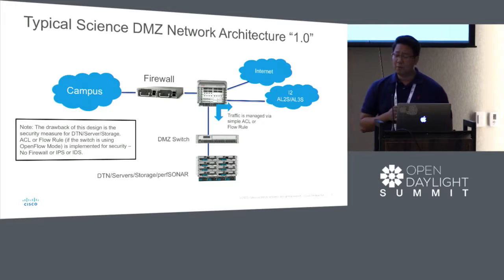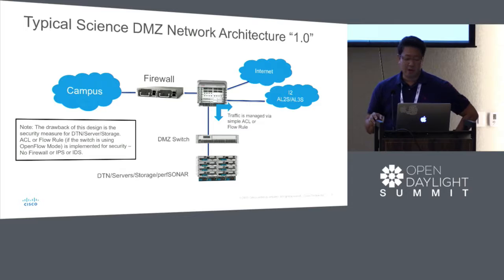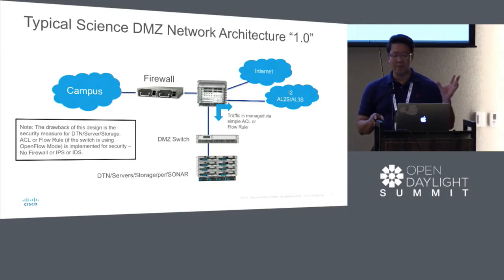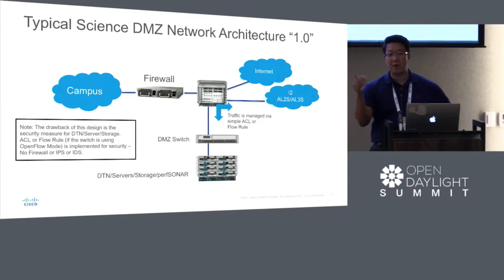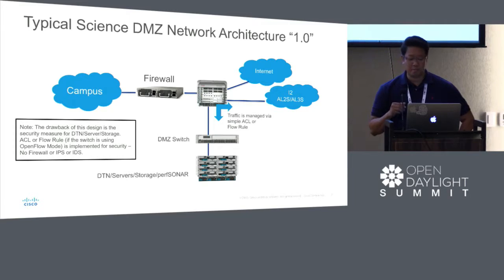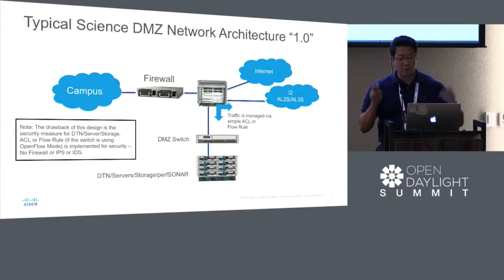So Science DMZ 1.0, I call it 1.0, came from ESnet, and in this diagram you could see you have the campus and, outside the firewall, we create the DTN, the data transport node. The data transport node is directly connected to a DMZ switch, typically an OpenFlow switch, and then connected to a router. The router has an ACL. So there was no stateful firewall going on, but you are able to send a large flow without any hindrance because there are no TCP stateful devices like IPS or firewall. So this is architecture 1.0.